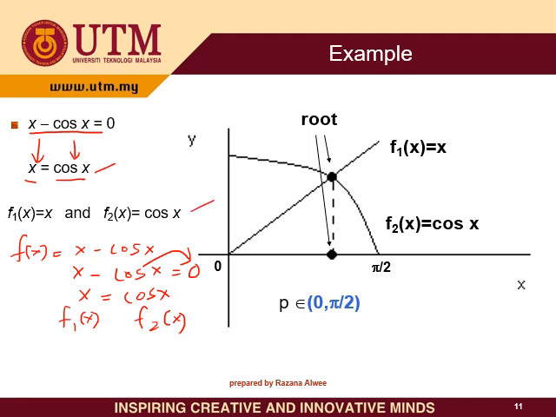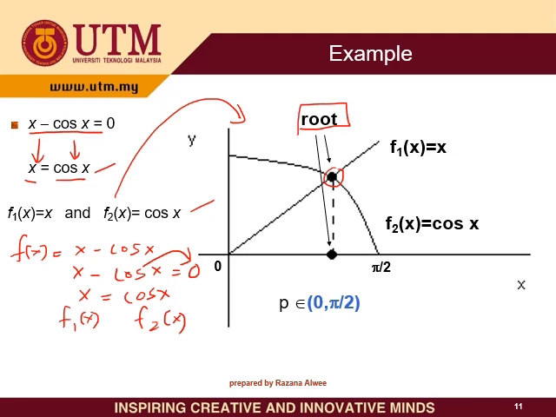The next step is we plot these two into the graphical method here. When we plot both functions, the intersection between these two, which is located here, will be the root that we want to find, for this example.